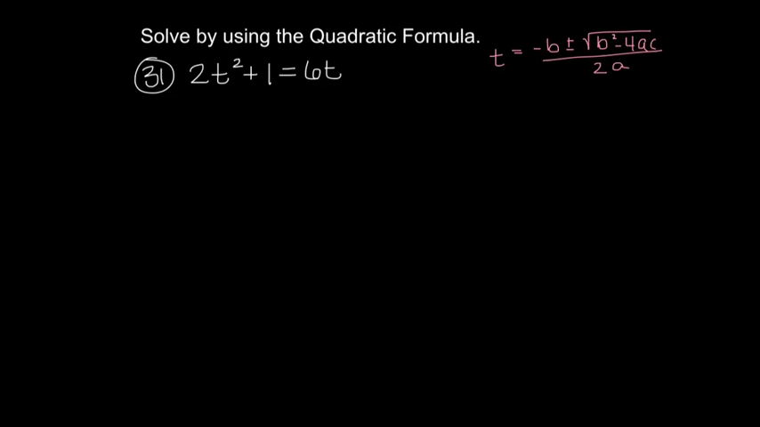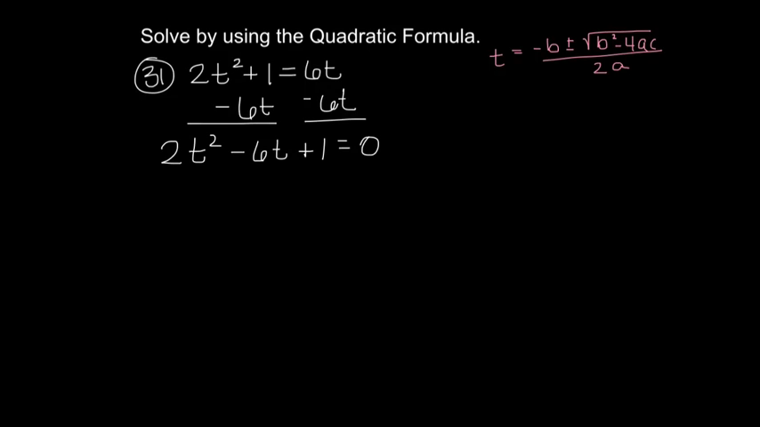Again, with this problem, I want to put it in standard form, so that means subtracting the 6t from both sides to get that right side equal to 0. That leaves me with 2t squared minus 6t plus 1 equals 0. This time I'm not going to divide by anything because even though the 2t squared and the negative 6t could be divided by 2, the 1 would give me a fraction if I were to divide it by 2. So this is going to work the way it's set up.